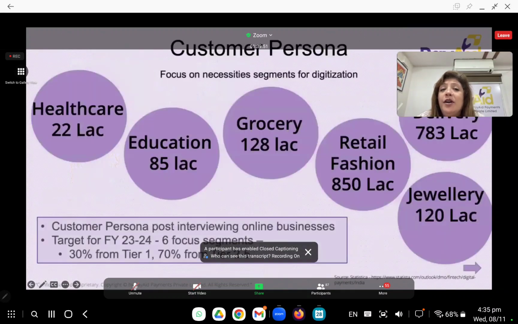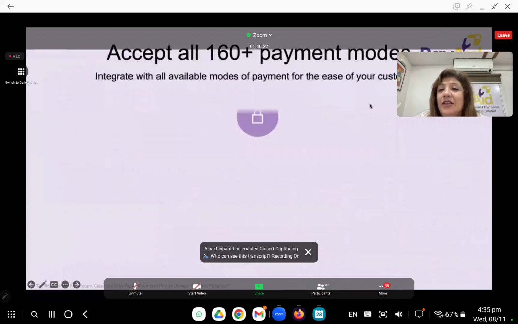We also found through the customer interviews and surveys that we did that there are some necessity segments which have a slightly higher ticket size, and therefore these merchants need to be able to offer EMI and buy now pay later, which is basically healthcare, education, grocery. While jewelry is a high ticket as well, jewelry does not qualify for EMI, so that is not something that we would be offering at all.